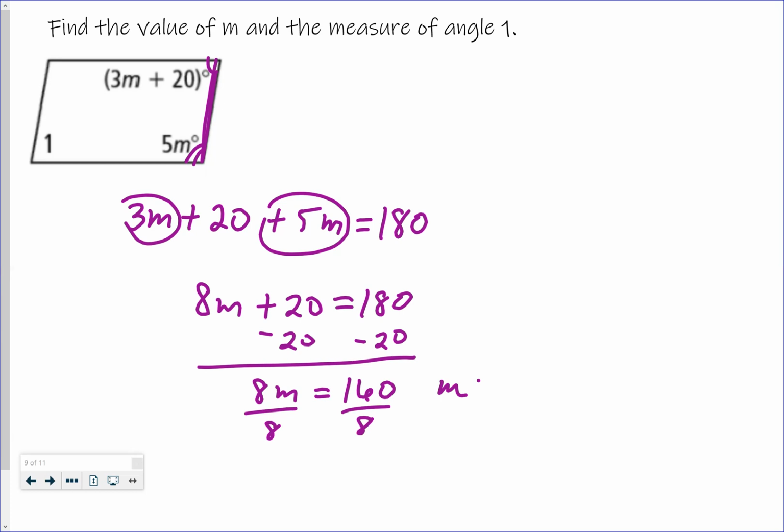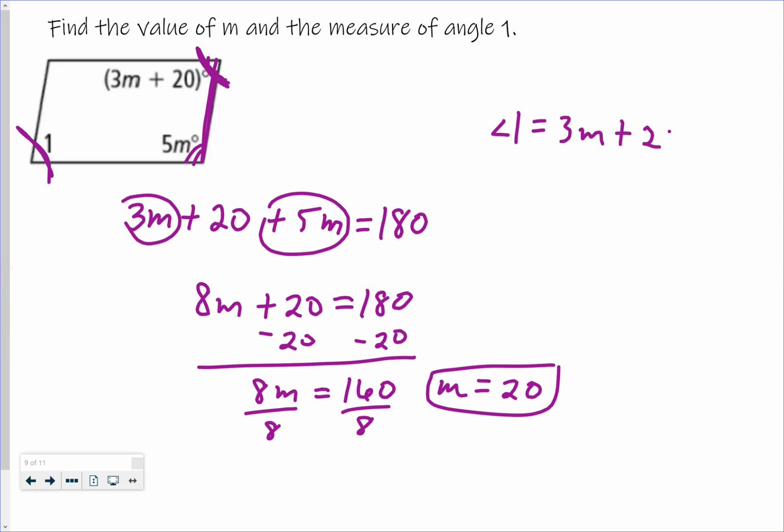So m is 20. Okay, so there's the value of m. And now we need to find the value of angle 1. There's 2 ways you can go about this, but I'm going to tell you the easiest one. What do I know about this angle up here, the 3m plus 20, and angle 1? Well, they ought to be congruent to each other because they are opposite angles and we have a parallelogram. So angle 1 is equal to that angle that's 3m plus 20.